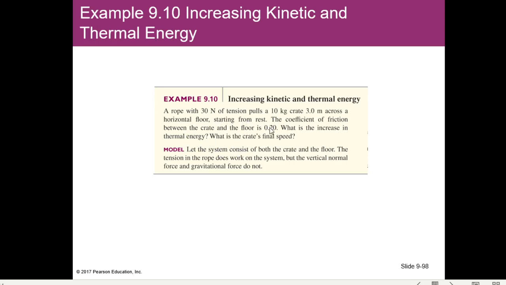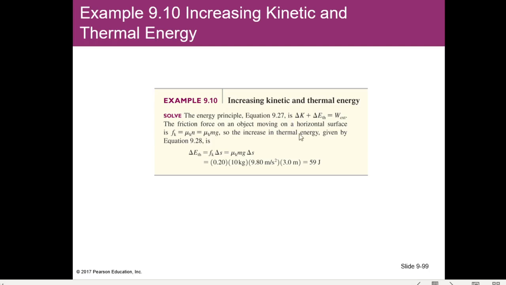So the increase in thermal energy is going to be a decrease in kinetic energy of the crate. Okay, so that's the energy principle there. So it's very easy to figure out the change in the thermal energy because the friction and the displacement are along the same direction, so that's just mu k m g delta s, just as we saw earlier, and they've just figured this out for us.